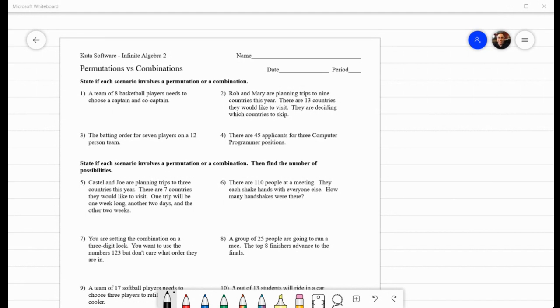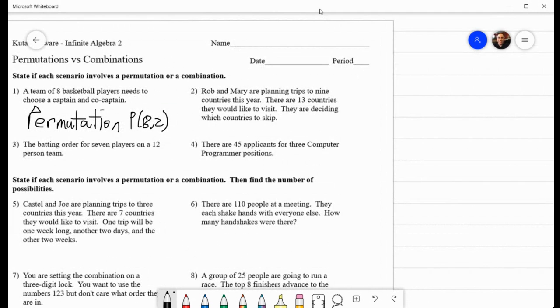But again, for the first one, we said it was a permutation. That was P of 8, 2. For number 2, with Rob and Mary, we said it's a combination. It doesn't matter what order you skip in. Now here, remember, they want to go to 9 countries, and there's 13 to choose from. So that would be C of 13, comma 9.